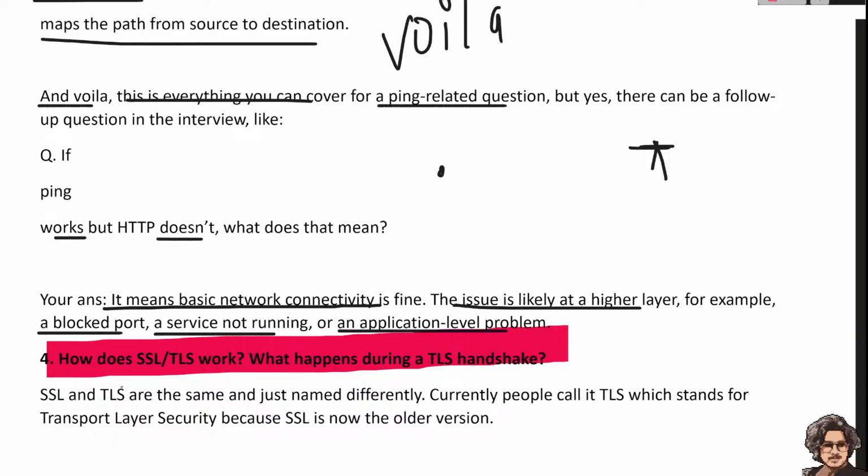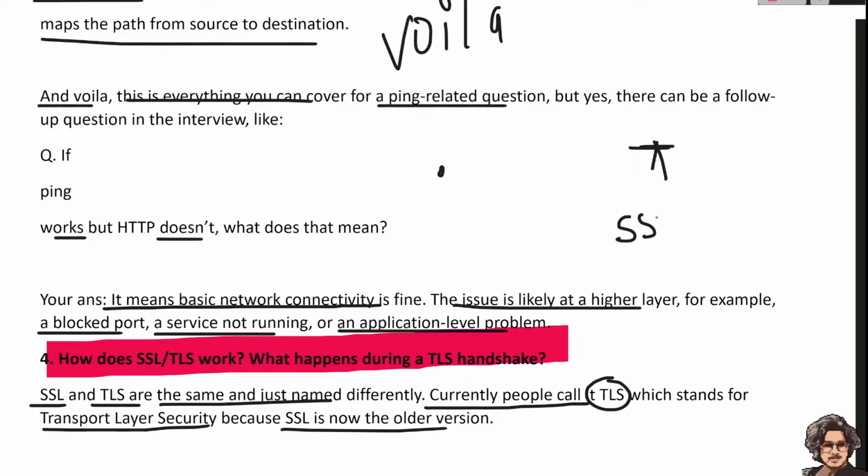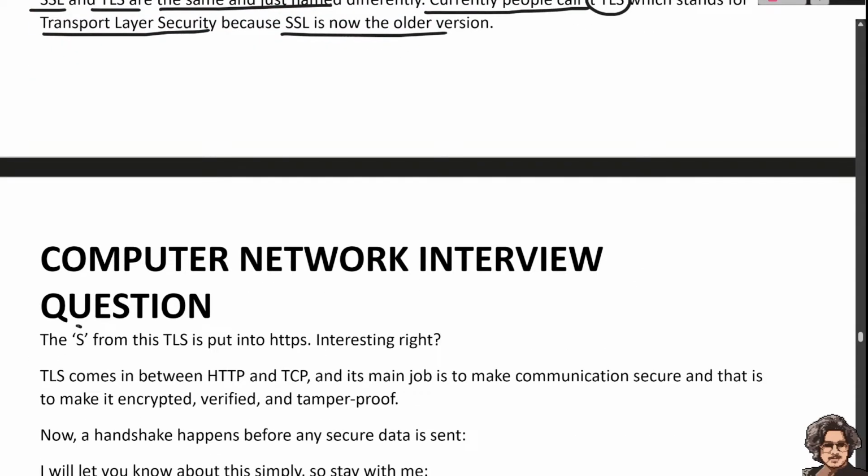Okay. So when we talk about how SSL and TLS work, SSL and TLS are basically the same, just the name is different. Currently people say TLS, which stands for Transport Layer Security. SSL is the older version, and TLS is the advanced version of it. And the S in HTTPS comes from this TLS, which is put into HTTP. Interesting thing.